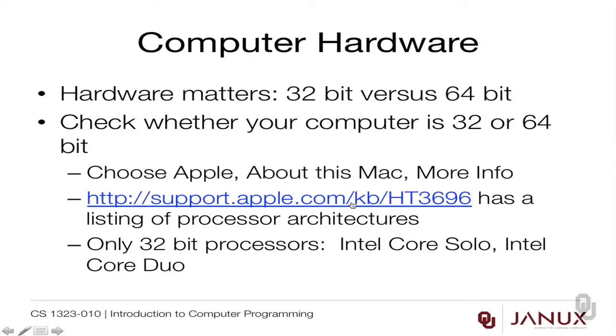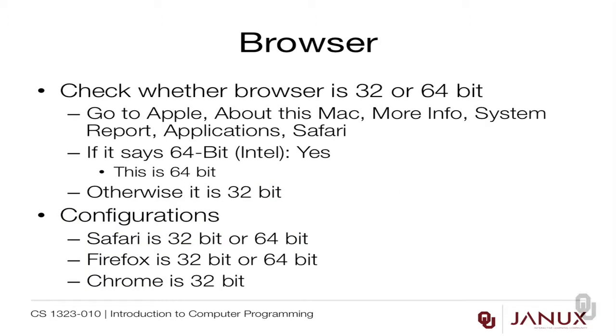Now on this page right here, it has a listing of processor architectures. The thing is, there are only two that are 32-bit. One is an Intel Core Solo and another is an Intel Core Duo. Since I didn't have any of those processors, you know that I have a 64-bit system. It's very likely that you have a 64-bit system too, unless your computer is quite old.